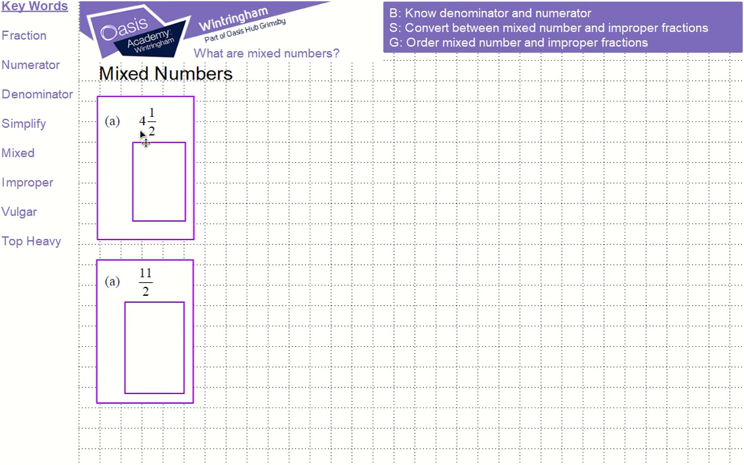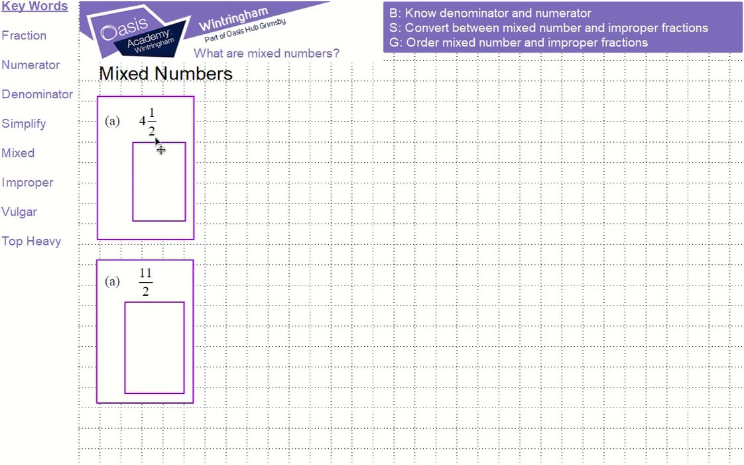So the first one, we've got 4.5. I'm going to show you a couple of methods of converting these into mixed numbers and improper fractions. So please can you write down everything that I go through on this screen, and then that will help you answer the questions on the next page.